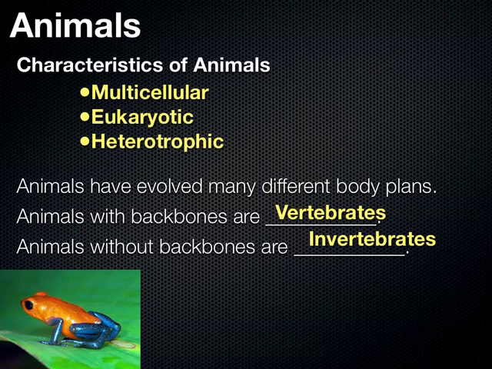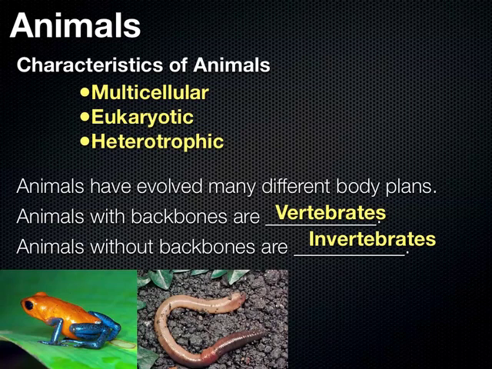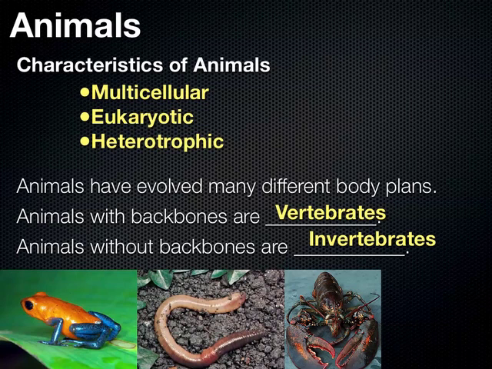All right, so vertebrate or invertebrate? Invertebrate. So frog, vertebrate. Invertebrate. No backbone in a worm. That is a lobster. Invertebrate. It has an exoskeleton, not a spinal cord, not a backbone.